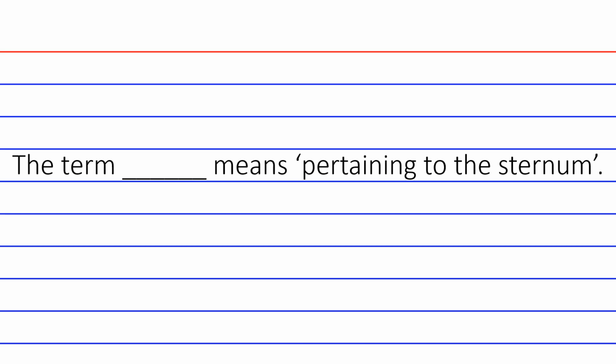This term means pertaining to the sternum. The answer is sternal. Right, so the sternal region is pertaining to your sternum, and your ribs, your true ribs in particular, have sternal segments and costal segments. The sternal segment is that segment of the rib that is attaching directly to the sternum. The costal segment is that part of the rib that is coming from the thoracic vertebra, that articulation with the thoracic vertebra posteriorly.